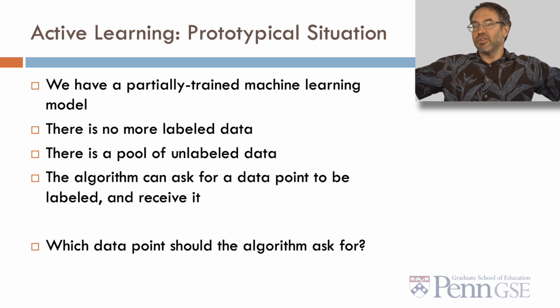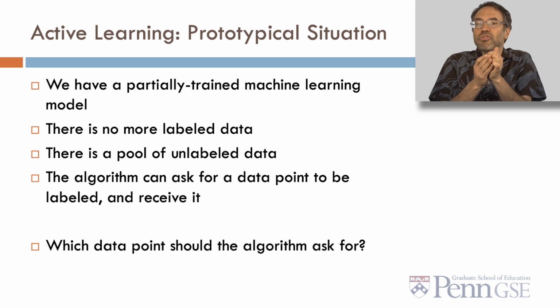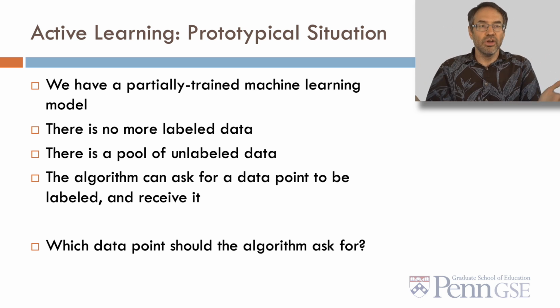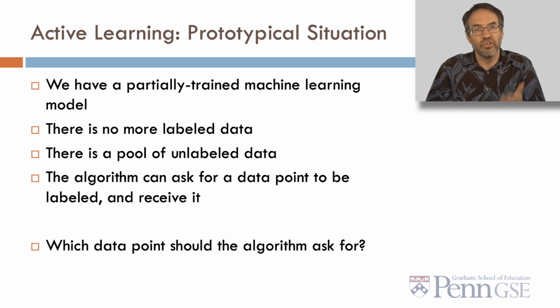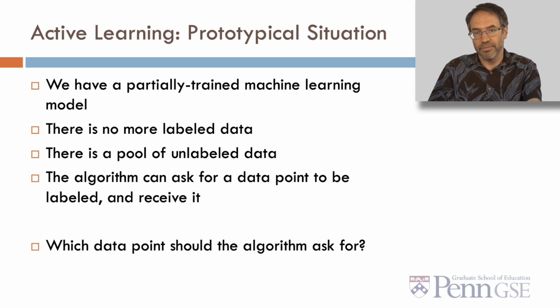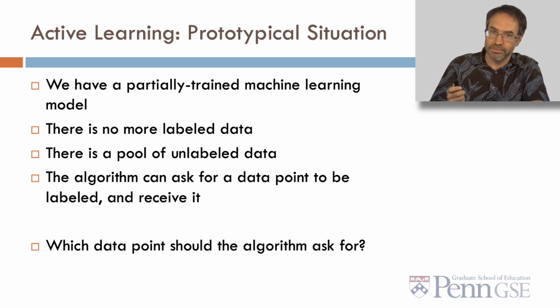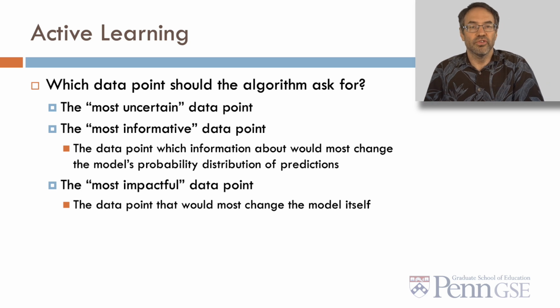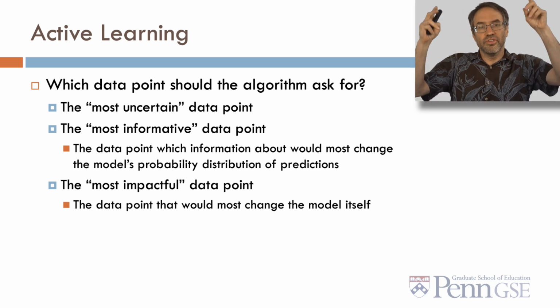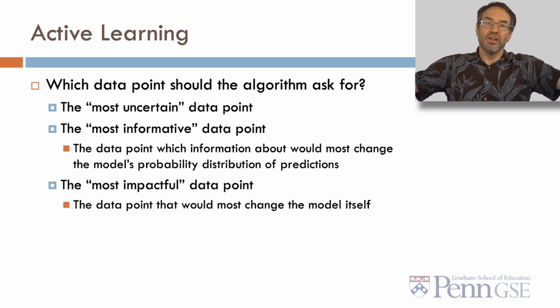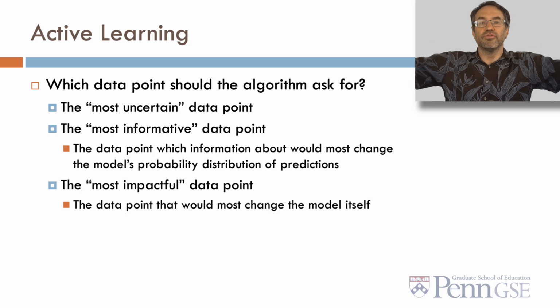It's too expensive to label all of it. It's too time-consuming to label it randomly. But goodness, if we could just pick a few of the right ones, maybe we could make our model a lot better. And the question becomes, which data point should the algorithm ask for? There's a few options. One of those options is the data point we're most uncertain about. It's the data point that we just are closest to a 50-50 on.